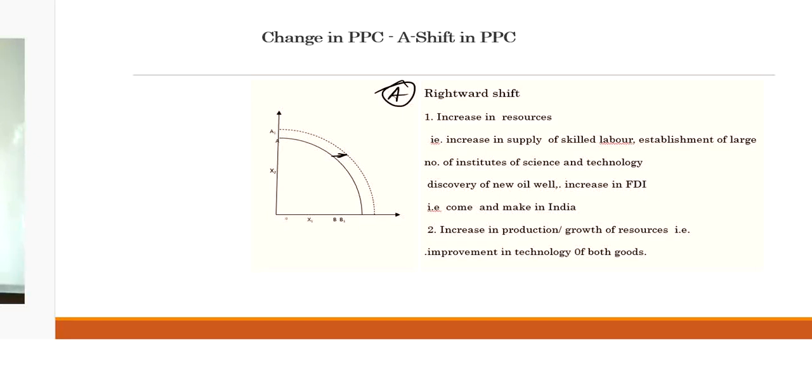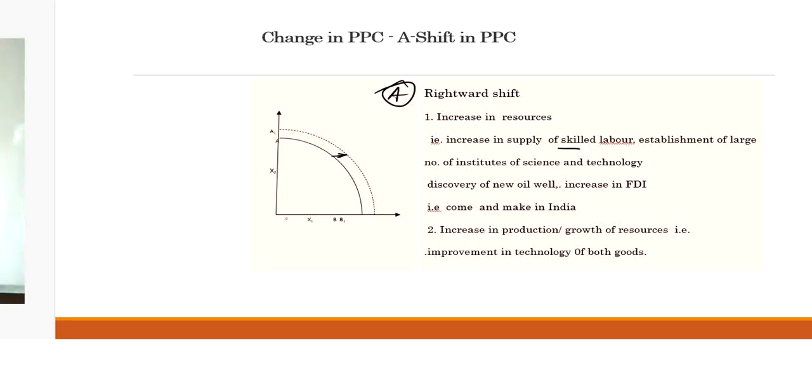So students, PPC may shift rightward due to certain factors, and one of them is an increase in resources. If the availability of resources increases, then you will have more resources, which will be indicated by rightward shifting of PPC. In what circumstances may resources increase? What are the examples? Like an increase in the supply of skilled labor, skilled manpower. More engineers, more doctors, automatically skilled manpower, resources related to skilled manpower or labor, will increase.